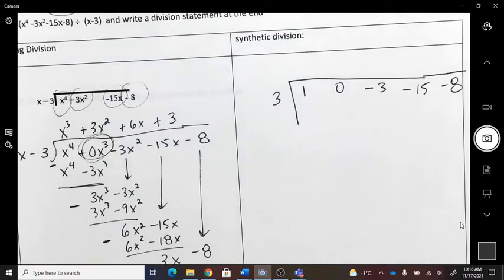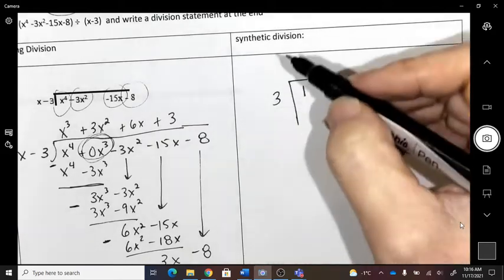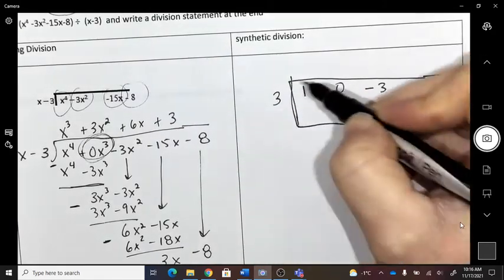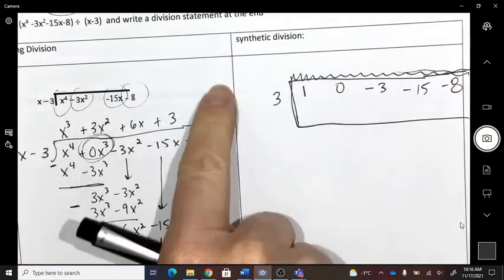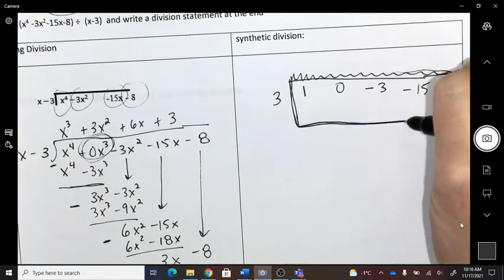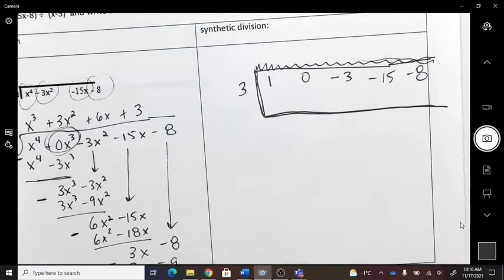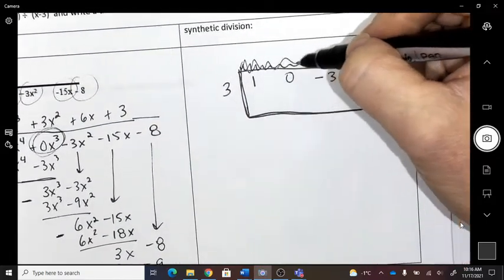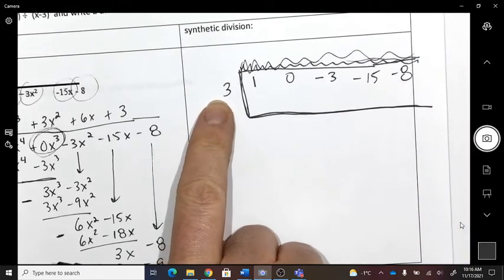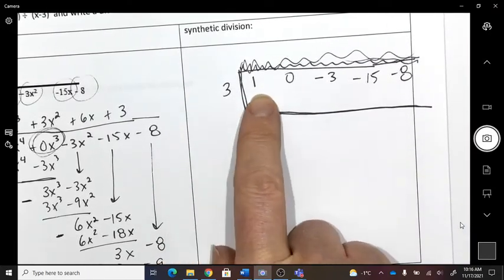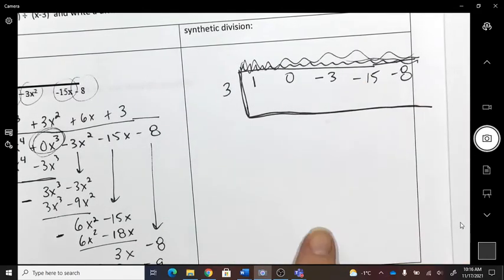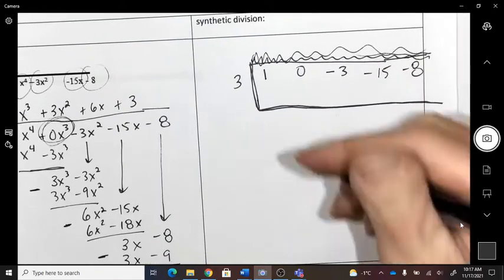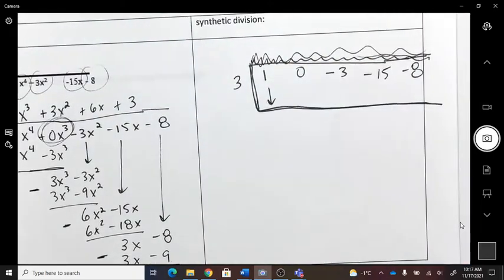Sorry. When you do this, you actually write the box the opposite way, but not a big deal. Okay. So on the outside, you put the root, or the x-intercept, or the 0. And on the inside, you put the coefficients, making sure they're in order. So sometimes you got to throw a 0 in somewhere. Okay, step 1. You bring that down.